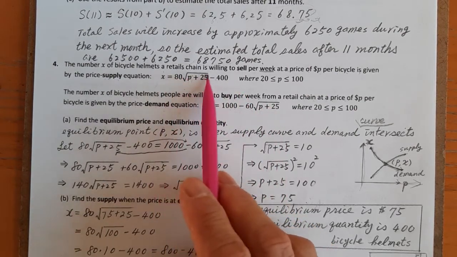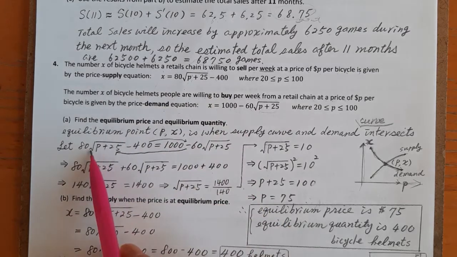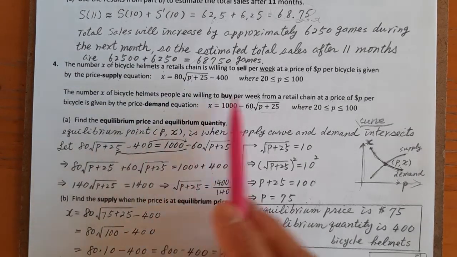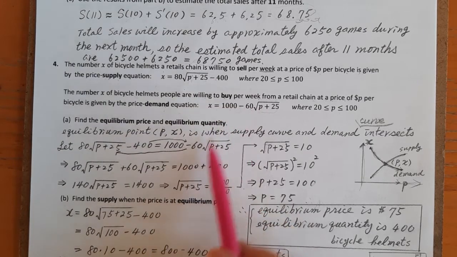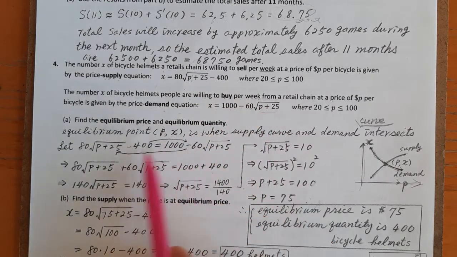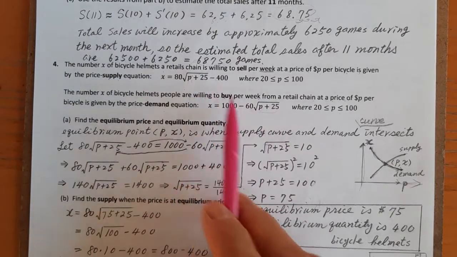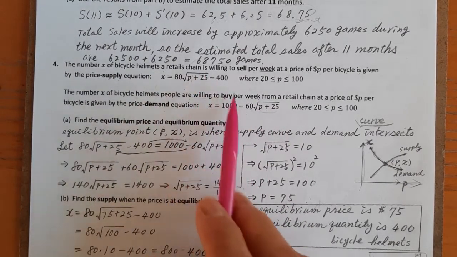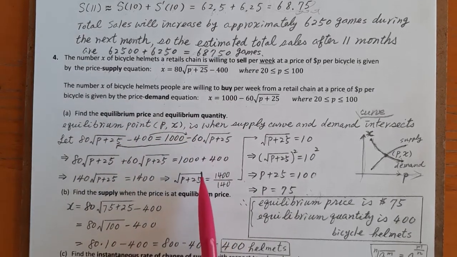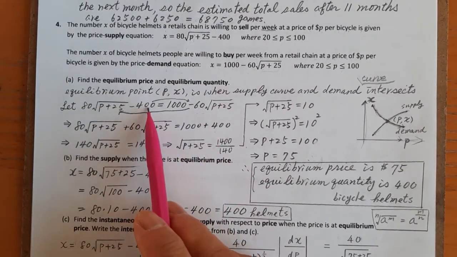So we get 80 square root of P plus 25 minus 400 should equal 1000 minus 60 square root of P plus 25. The two are equal because X are equal. So the two are equal at the equilibrium point. So solve this for P.